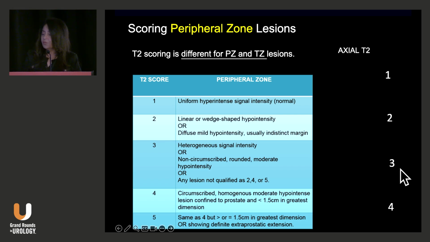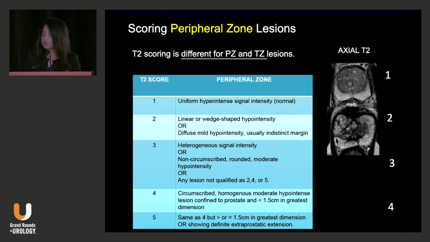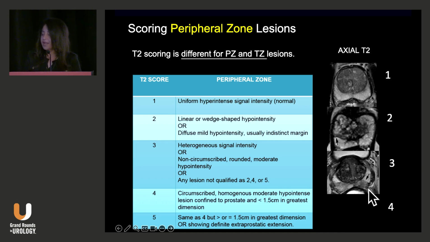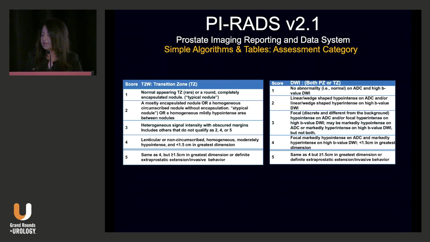For example, PI-RADS 1 is going to be homogeneous, bright signal in the peripheral zone. If you have some little band-like areas, it becomes 2. This is all for peripheral zone, by the way. And if it's heterogeneous, it's a 3. Now, for 4, you need a discrete nodule that's less than 1.5 centimeters, right? If it's greater than 1.5 centimeters, or if there's obvious extraprostatic extension, it becomes a PI-RADS 5 in the peripheral zone. So this is all present on the ACR website with examples, et cetera. So please do go and evaluate that.